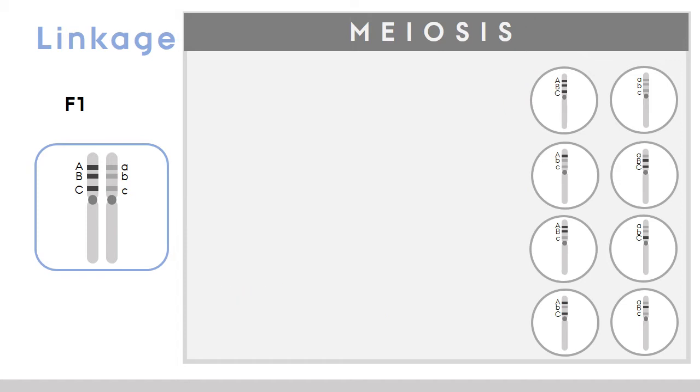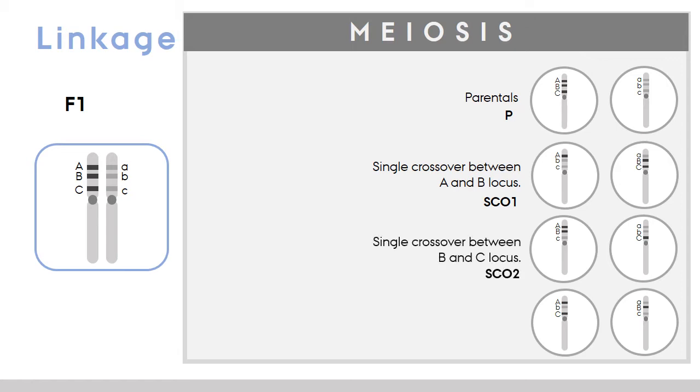Here we have our 8 gametes. The top 2 are known as the parentals, because in these gametes, the chromosome is identical to one of the parents' chromosomes. Then we have the single crossovers: the first single crossovers are single crossovers between A and B, and then single crossovers 2 are single crossovers between B and C.